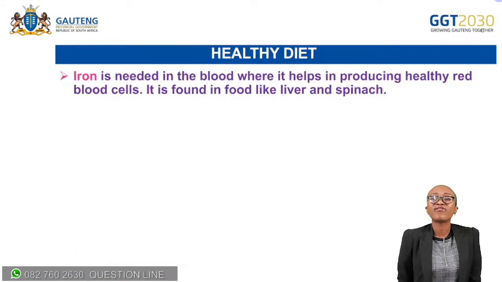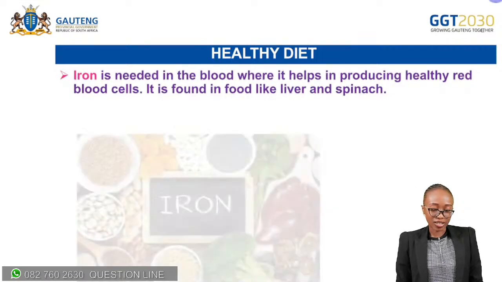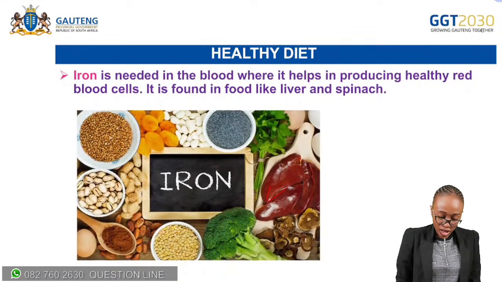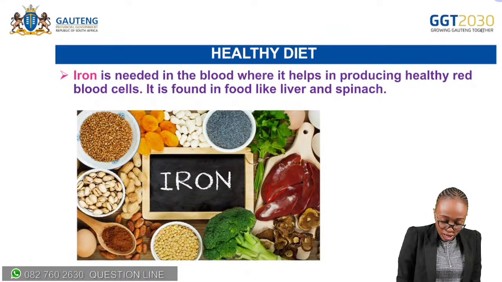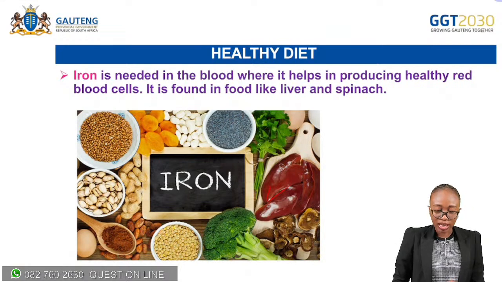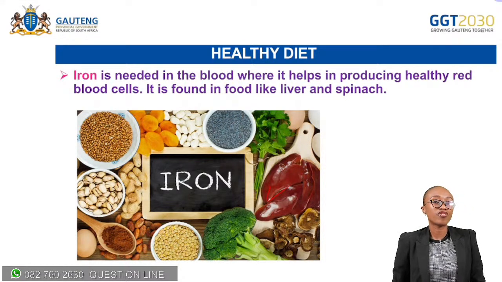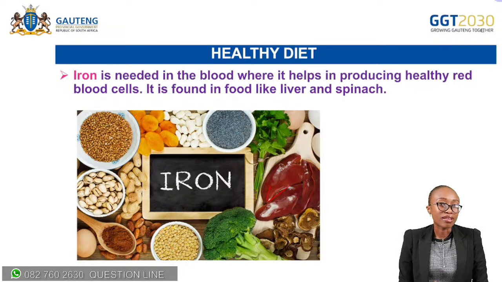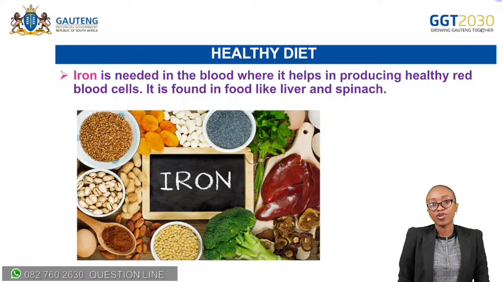Iron is another very important mineral. Iron is needed in the blood where it helps produce healthy red blood cells, and we find it in foods such as liver and spinach. There is our liver, and we also have some other foods where we can get a healthy dose of iron. So it's not only limited to the two. So make sure you note that down.